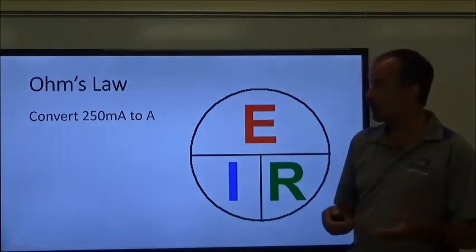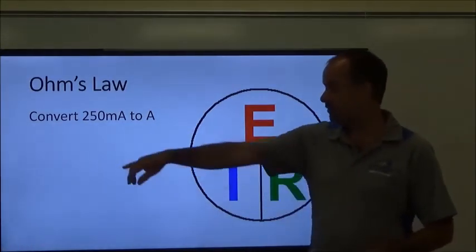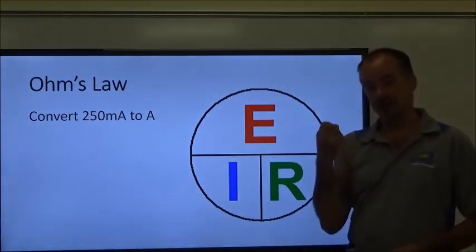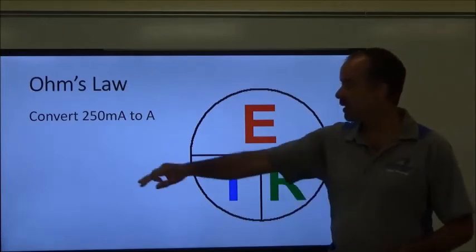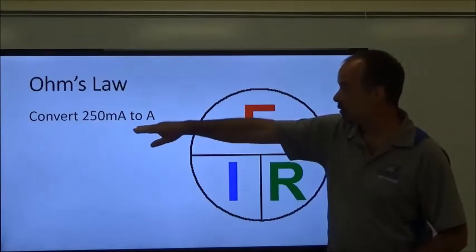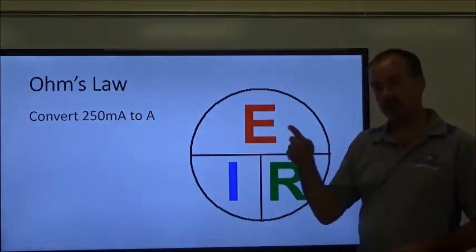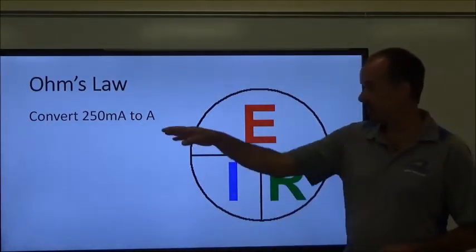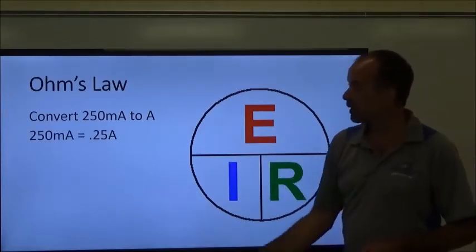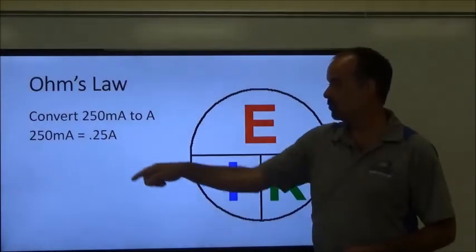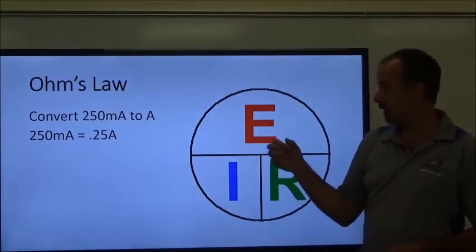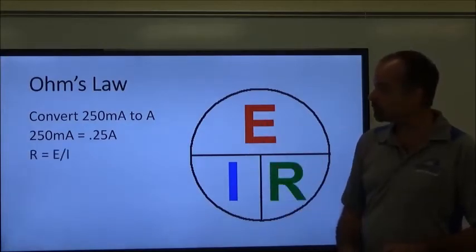So if we remember from the last lesson, we're going from milli to the base unit. So that tells me I've got to move the decimal point 3 places. Now I'm going from a smaller unit to a larger unit. So that tells me I need to move the decimal point to the left. So I need to move my decimal point to the left 3 places to find that my 250 milliamps becomes 0.25 amps. So now I'm ready to plug everything into my Ohm's Law.